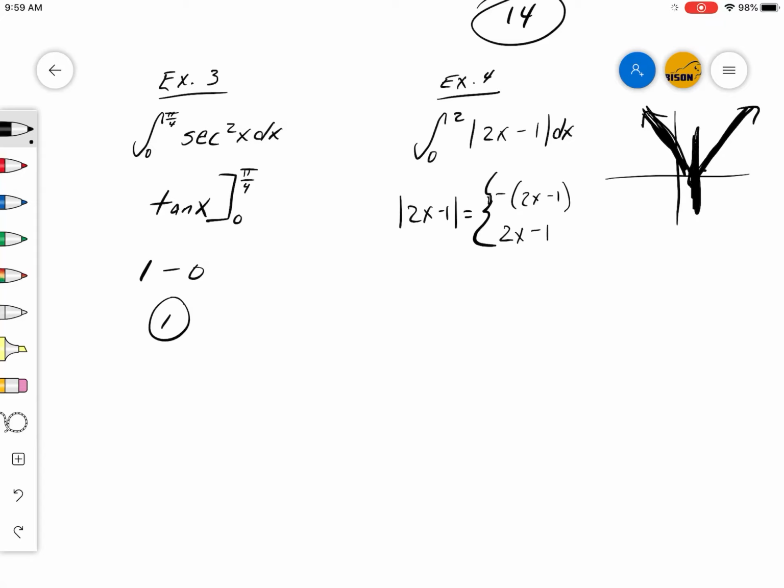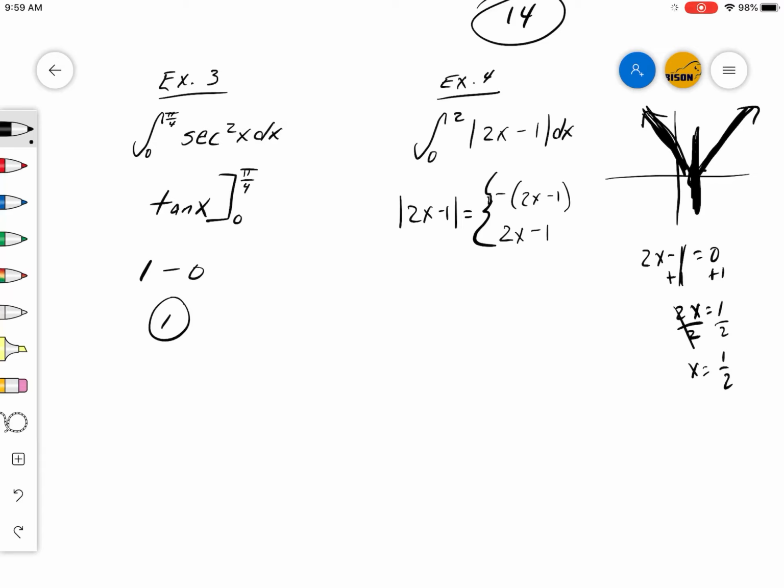but what we need to figure out is what this turning point is right here. So we need to know where that location is. It's actually very easy to find. All we've got to do is set 2x minus 1 equal to 0. So I'll add the 1 over, divide by 2. So x is 1/2.